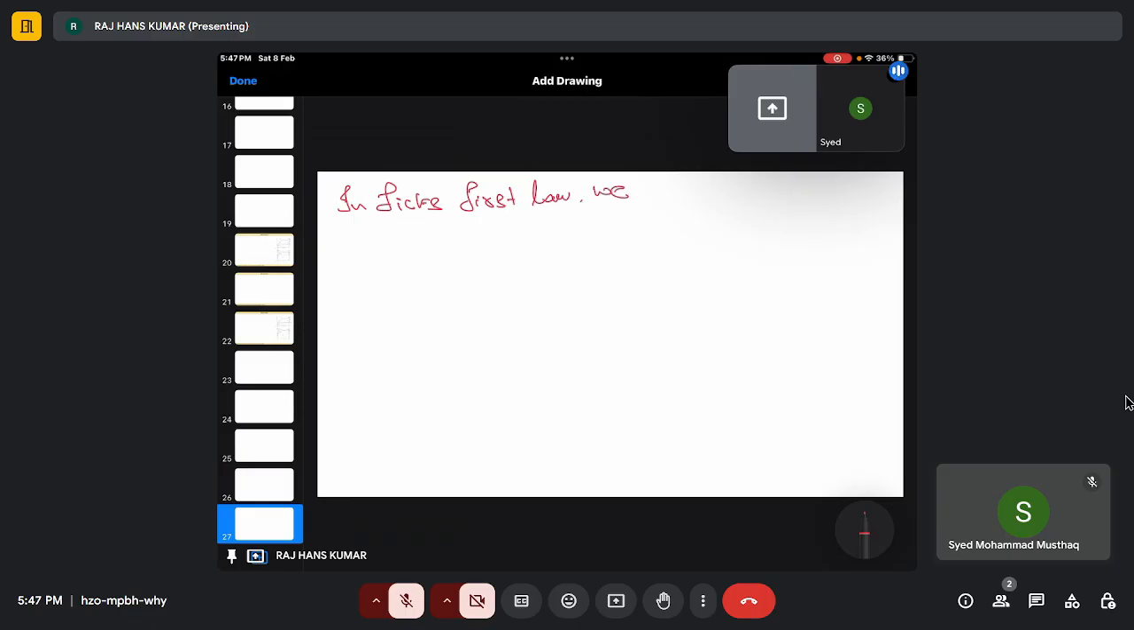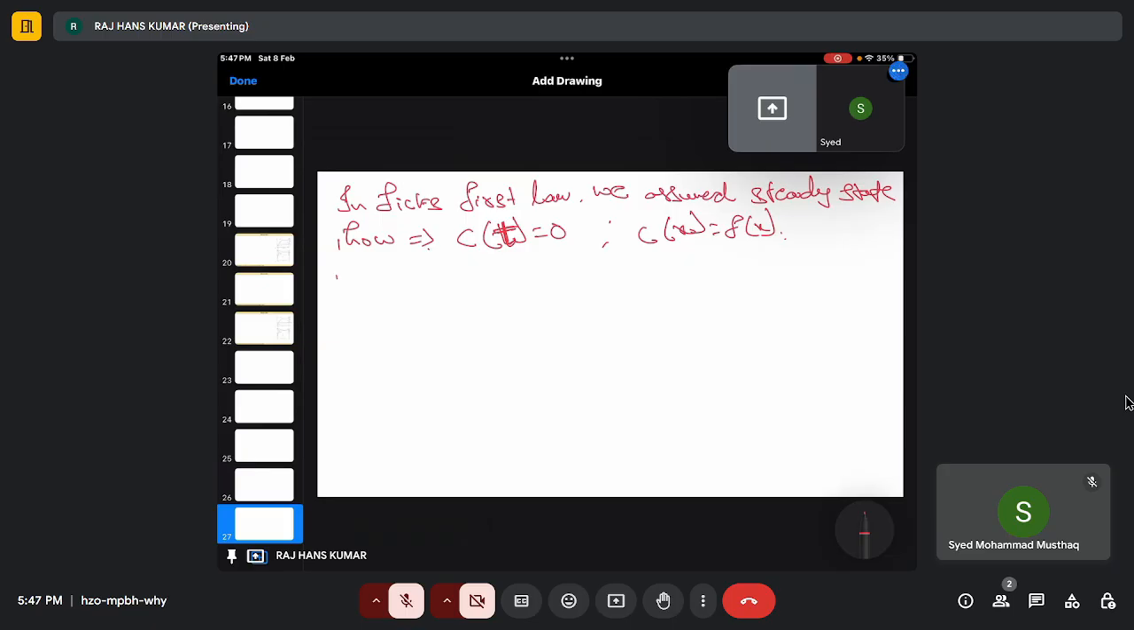we assume steady state. How? Because C is not a function of time. C is only a function of x. Only a function of distance, right? So that is about this. Okay.